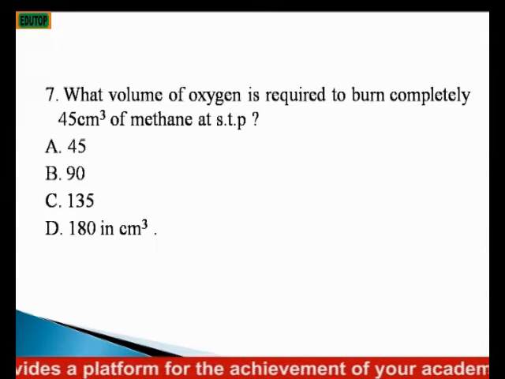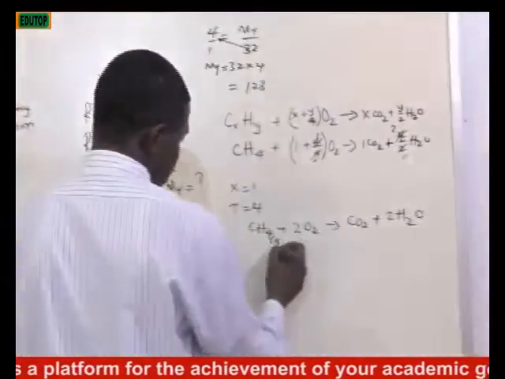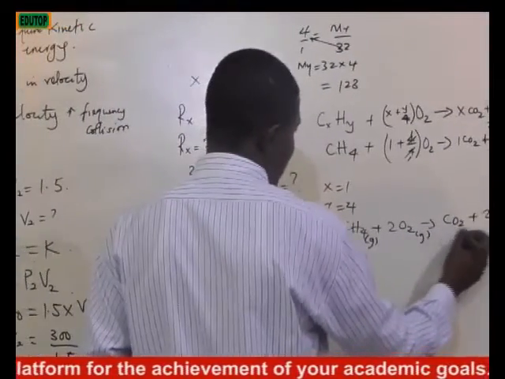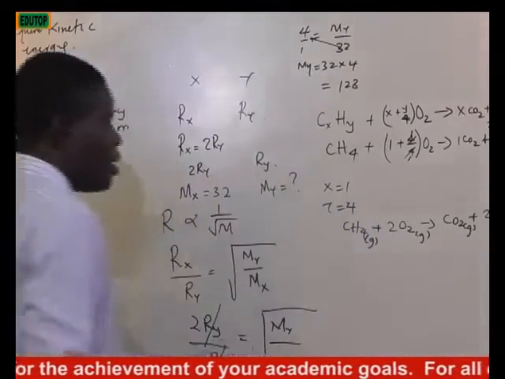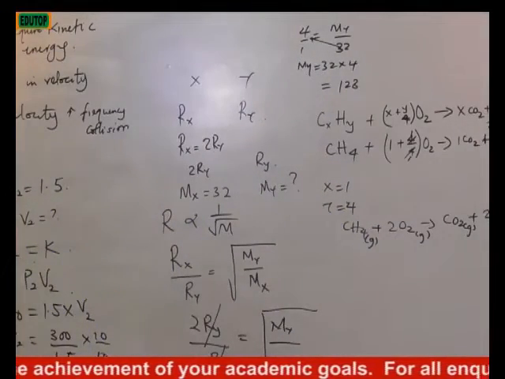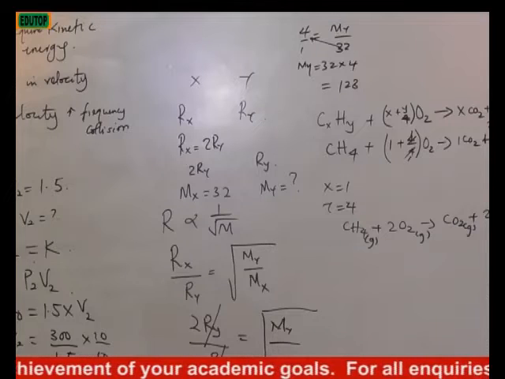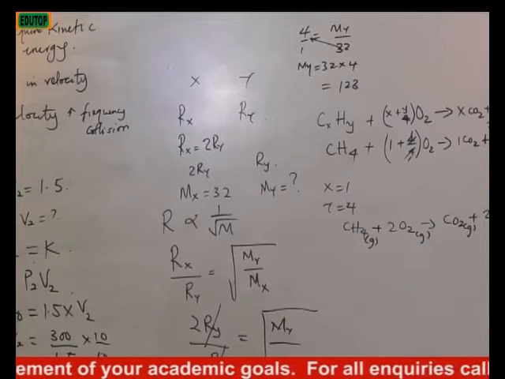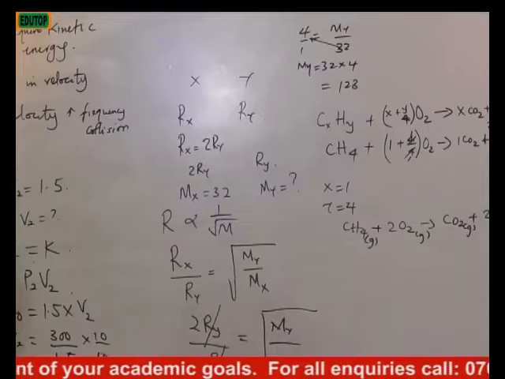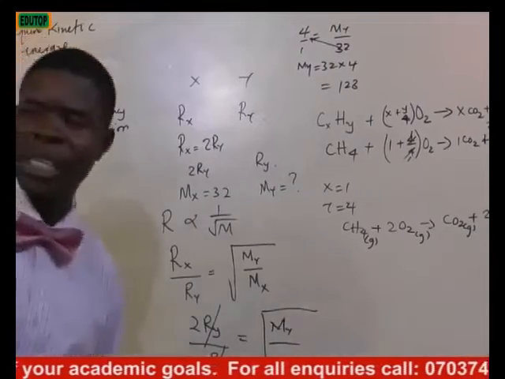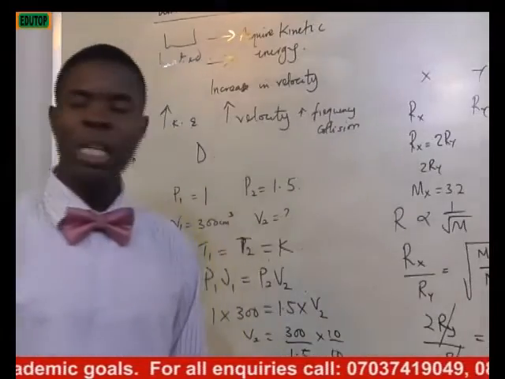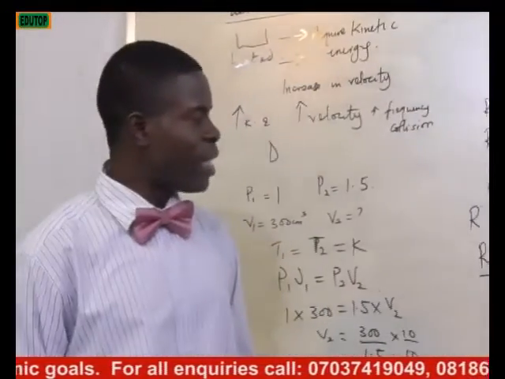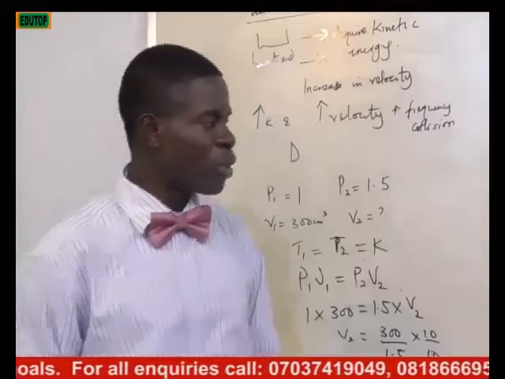If you look at this very well, this is a gas, this is also a gas, this is a gas, this is a gas. So what is the theory of all gases? That is Gay-Lussac's law. In this situation, the question is relating oxygen and methane. So what is the relationship between oxygen and methane as far as Gay-Lussac's law is concerned?